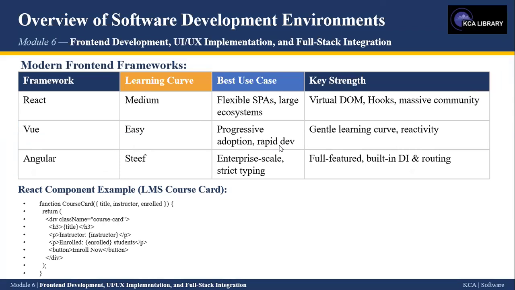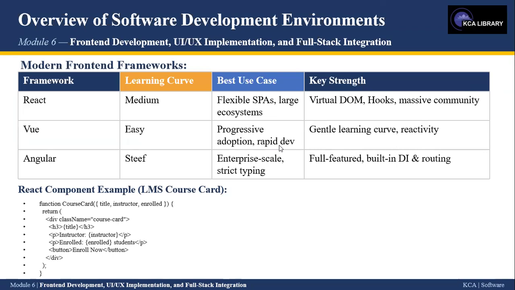Three frameworks dominate modern front-end development, which are React, Vue, and Angular. React is component-based, uses a virtual DOM, and has a huge ecosystem. Vue is approachable, progressive, and great for gradual adoption, while Angular is full-featured, opinionated, and enterprise-ready.